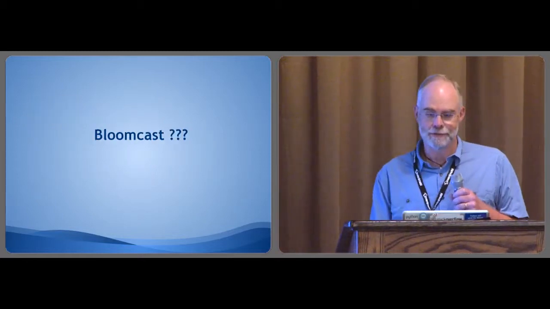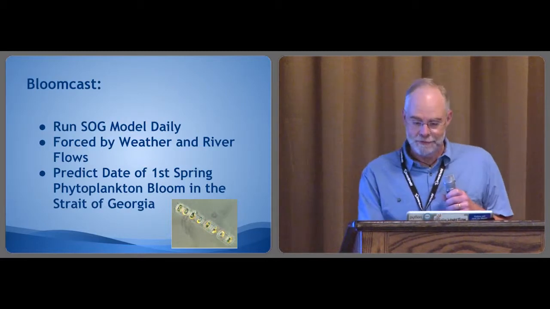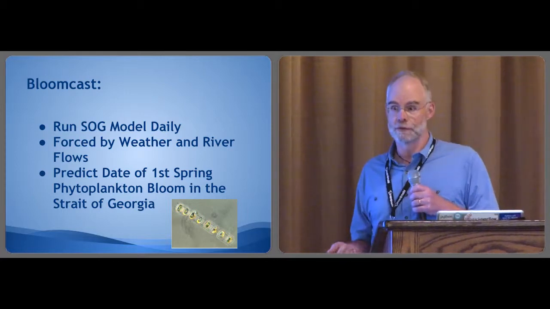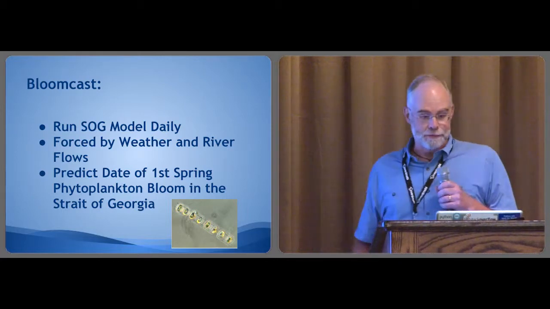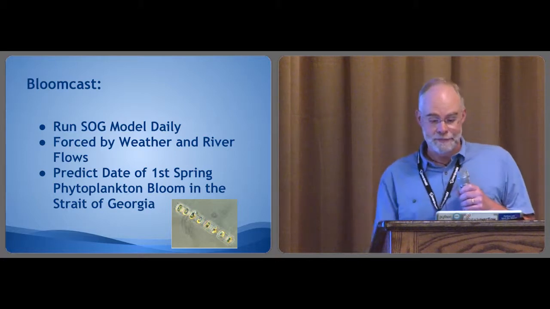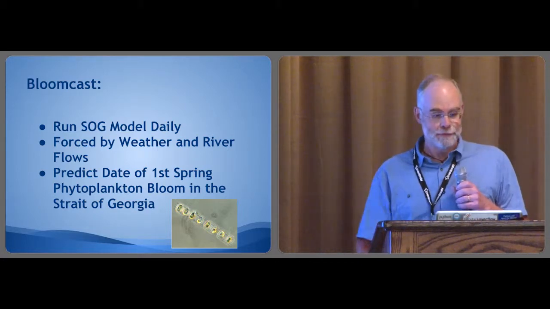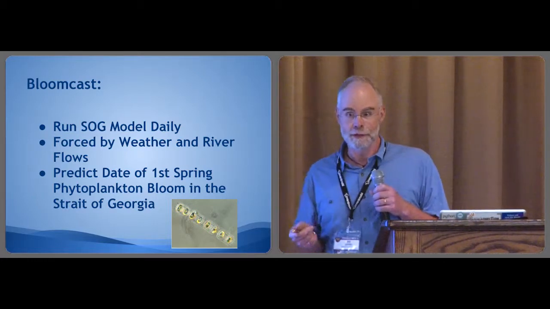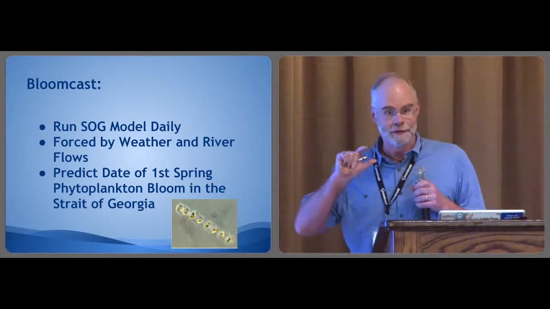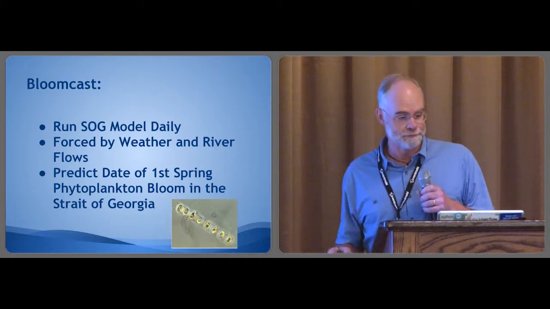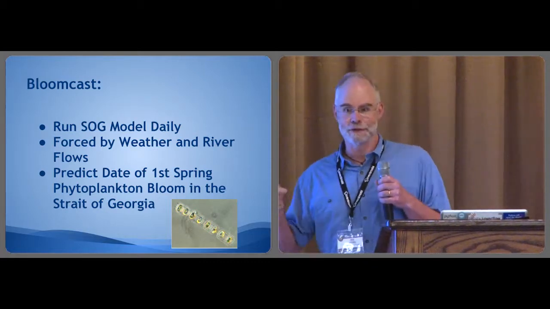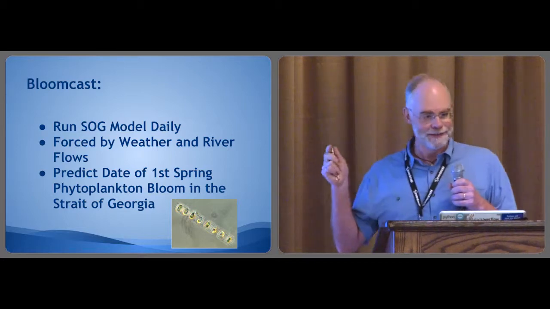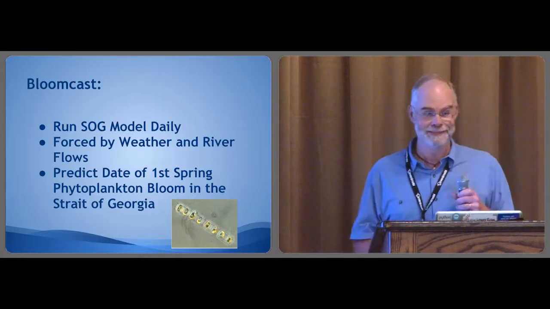Now, what's Bloomcast? So Bloomcast is a daily run of a model called SOG that focuses on the area of the ocean just off the coast of Vancouver. There's a bunch of forcing data that we use to drive the model. And the forecast that we're updating is the date of the first spring phytoplankton bloom. Phytoplankton are the little single-celled plants that are at the bottom of the food chain in the ocean. Spring bloom is like that magical time here in Ontario when the grass gets green and the trees burst into bud. Some of you know that as allergy season.